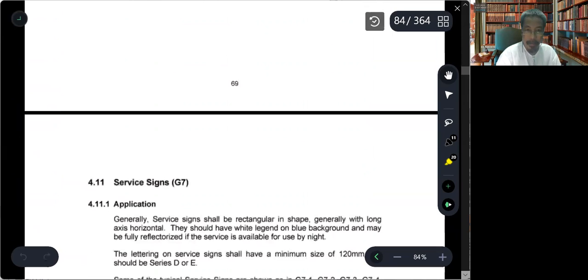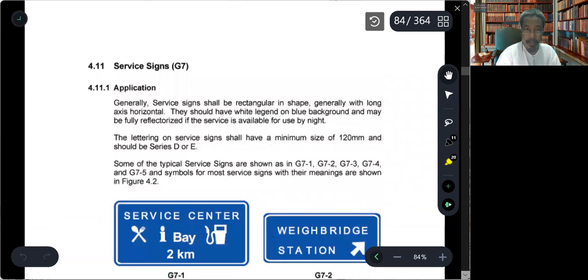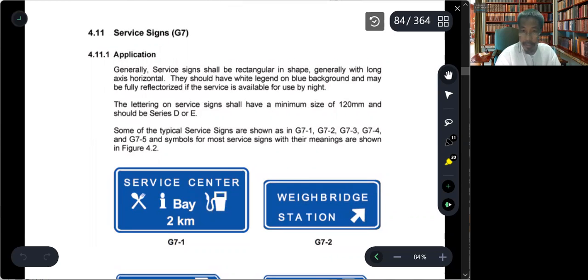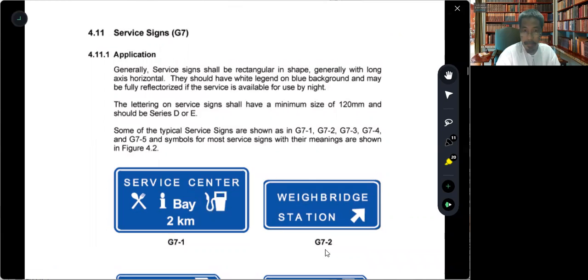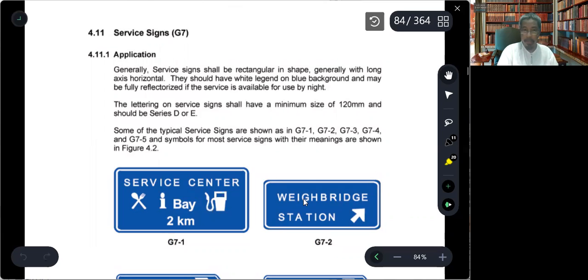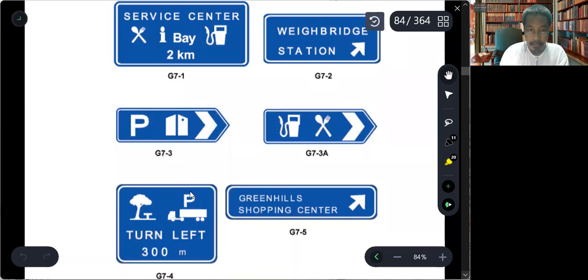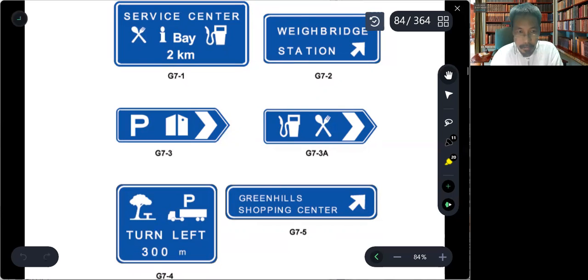They are just information of geographical places. Next set of signs, G7 classification, service signs. These are usually posted on the side of the national road. For example, G7-1, service center. Then G7-2, for example, Weighbridge station. Those are important signs that are posted on the side of national roads. Another set, G7-3, and G7-3A, G7-4.